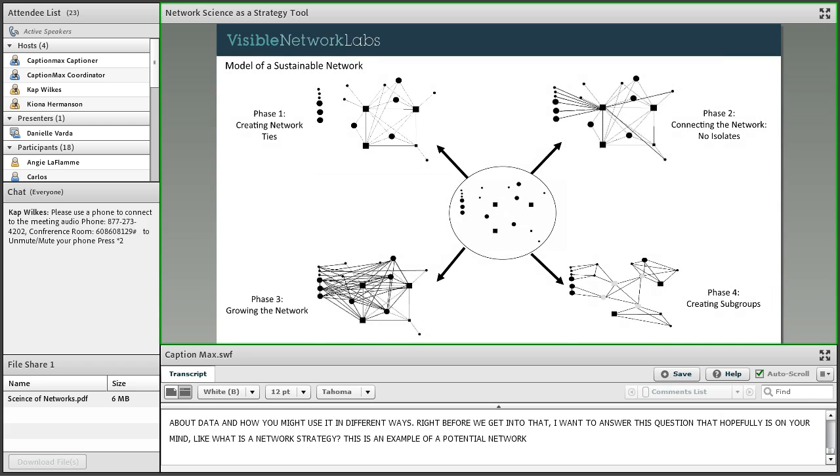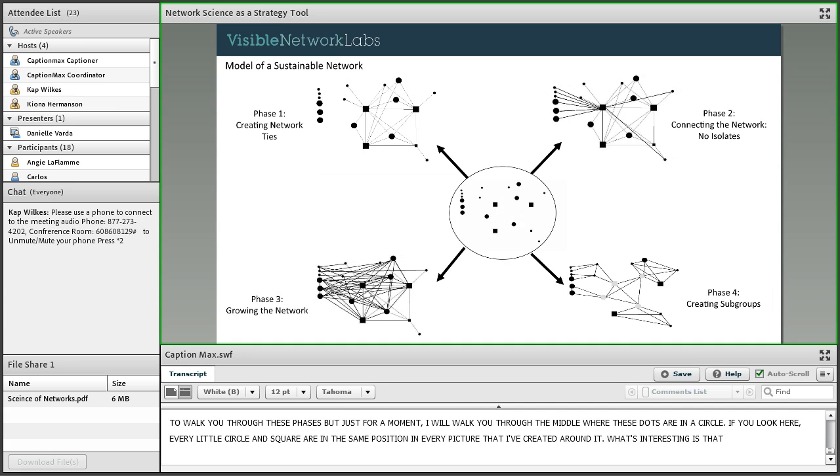Right before we get into that, I want to answer this question that hopefully is on your mind: what is a network strategy? So this is an example of a potential network strategy. We call it a model of a sustainable network because we've been doing research on networks over years. And what we have found is that when networks tend to evolve this way, they tend to stay together more often. So I'm going to walk you through these phases, but first for a moment, just look here in the middle where these dots are in the circle.